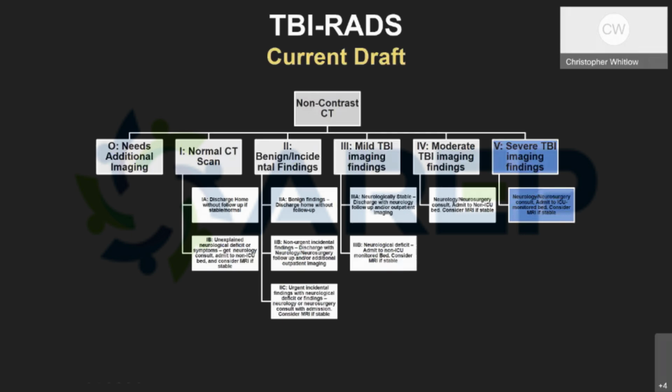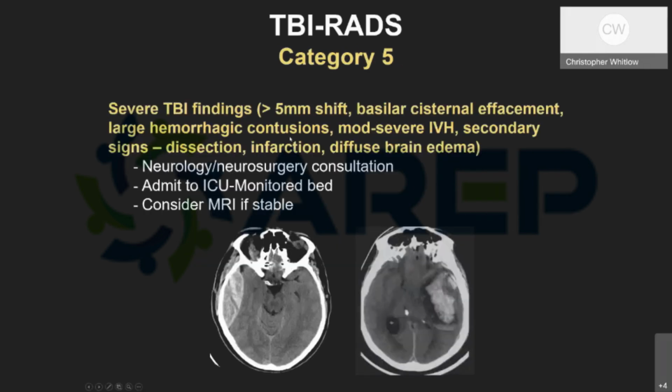And then finally, we have category 5, which relates to findings that are considered to be severe. And so that's greater than 5 millimeters of midline shift, basilar cisternal effacement, large hemorrhagic contusions, dissection, infarction, diffuse brain edema. And so you're going to want a neurology or neurosurgical consultation, admitted to an ICU monitored bed, and potentially MRI if they're stable. And you can see a lot of those findings on these two head CTs right here.